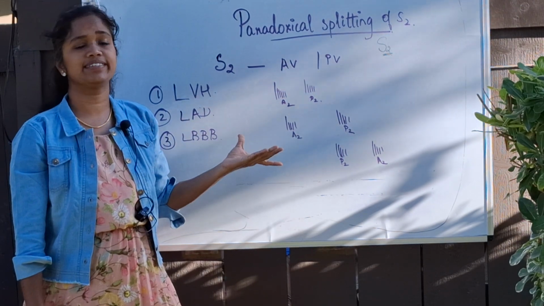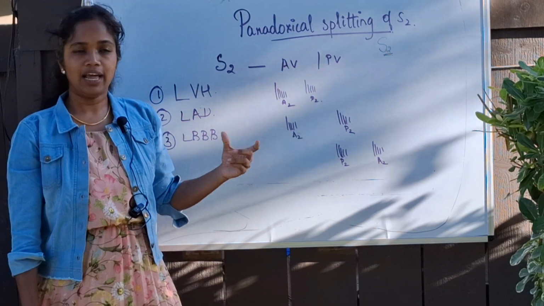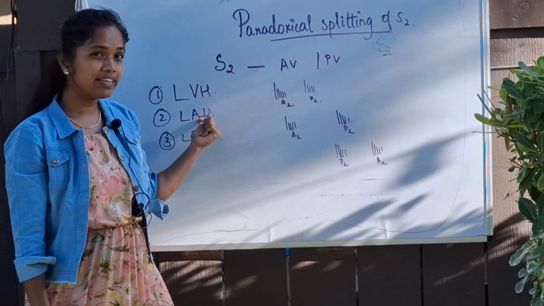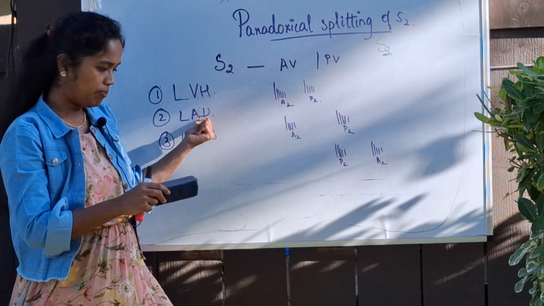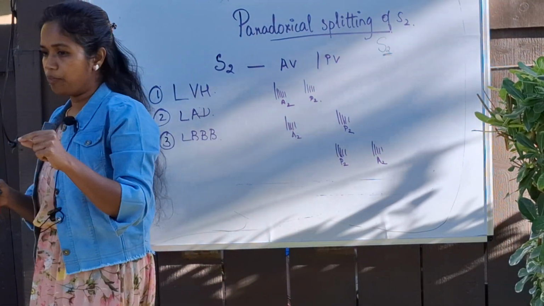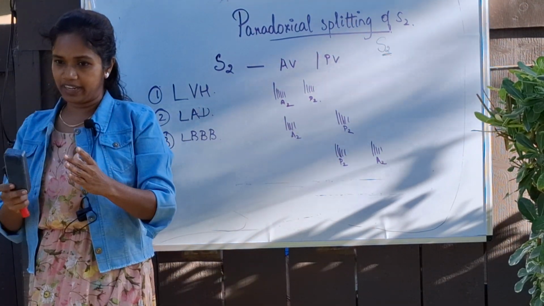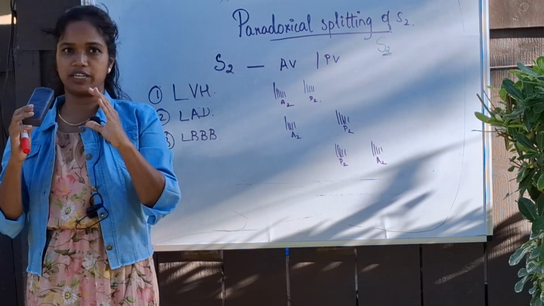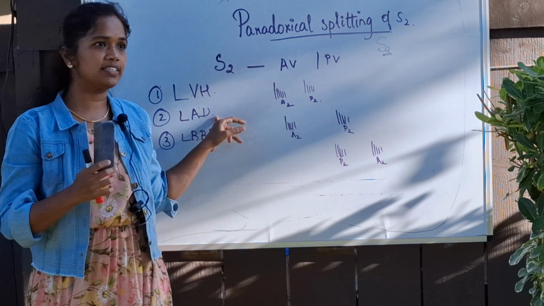What else does left ventricular hypertrophy present with? Left ventricular hypertrophy presents with left axis deviation. What is left axis deviation? Here, because of concentric hypertrophy of the left ventricle, the heart itself is being deviated to the left side. That is known as the left axis deviation.